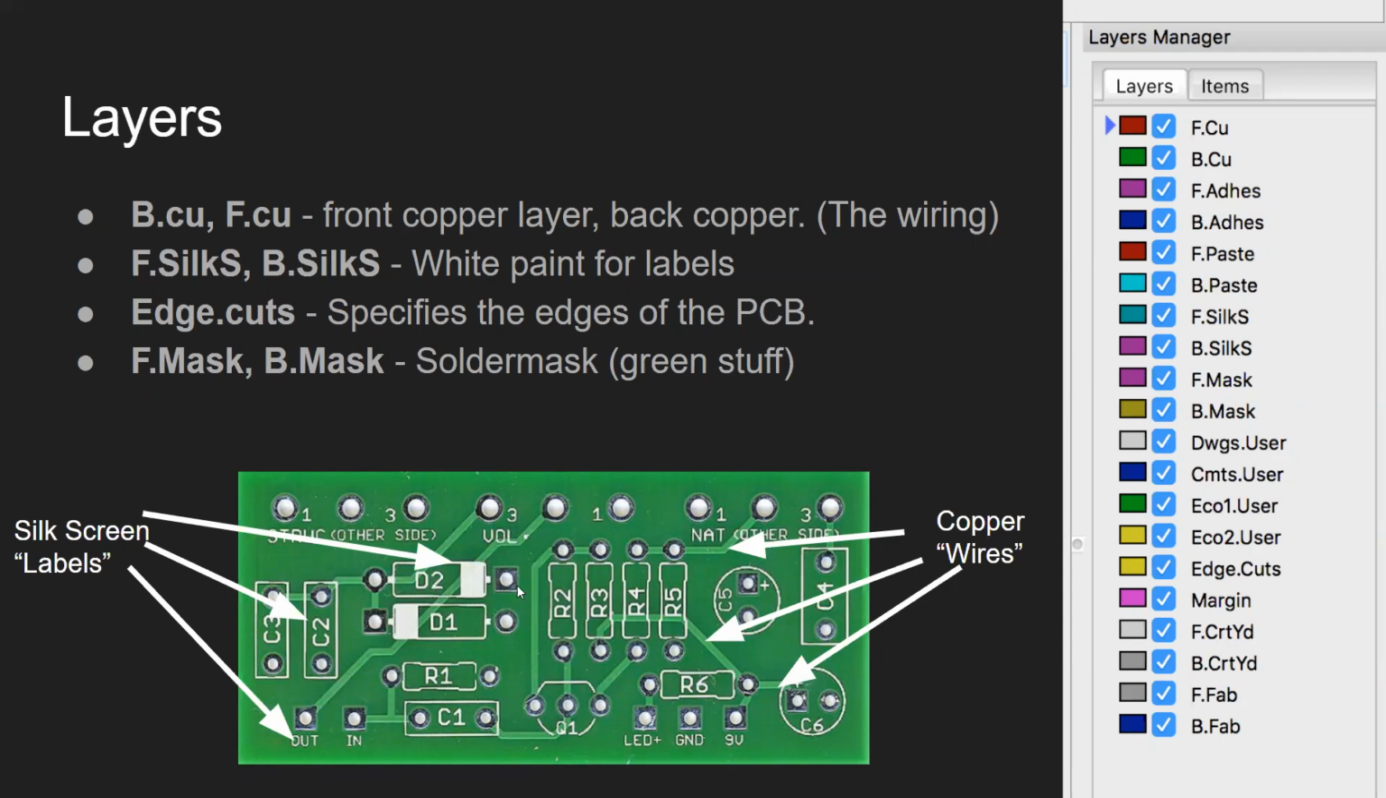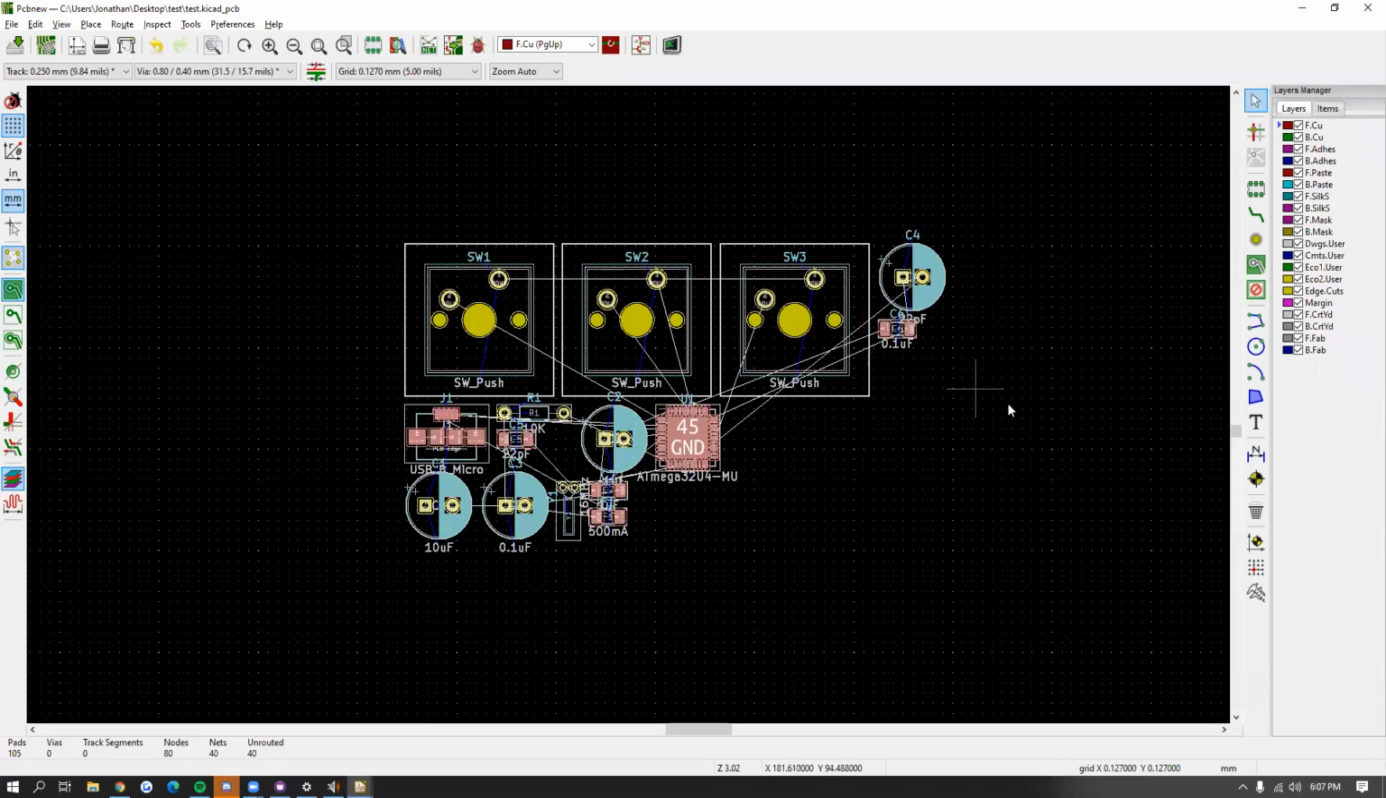So the silk screens, the front and the back silk screen, are for all your text you're going to write. See how they label everything like this? That'll all be done in the front silk layer. I'll go over that here.